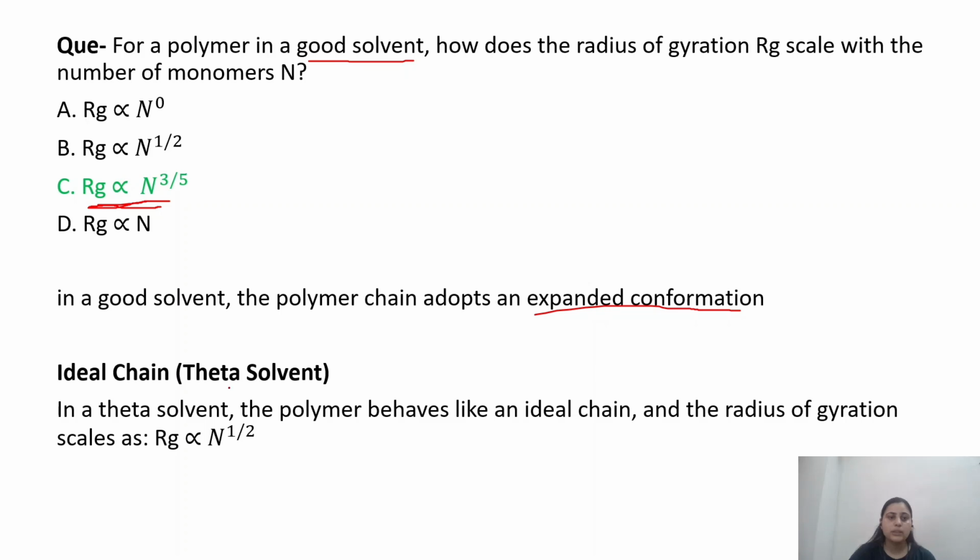In the theta solvent condition, the polymer behaves like an ideal chain and the radius of gyration is directly proportional to n to the power half. So option B is correct for the theta solvent or the ideal solvent. And since the chain is expanded in the good solvent, it will be more than B. So option C is correct here.